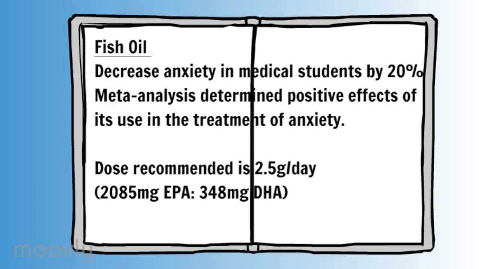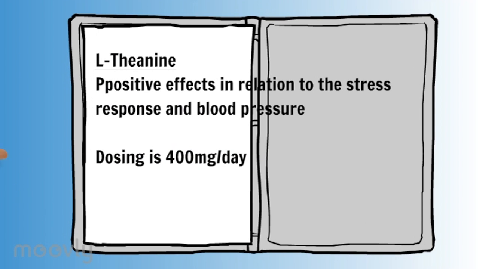Fish oil was shown to decrease anxiety in medical students by 20%, and a meta-analysis determined positive effects of its use in the treatment of anxiety. Dose recommended is 2.5 grams per day. L-theanine has been studied with positive effects in relation to the stress response and blood pressure changes associated with it. Dosing is considered at 400 milligrams per day.